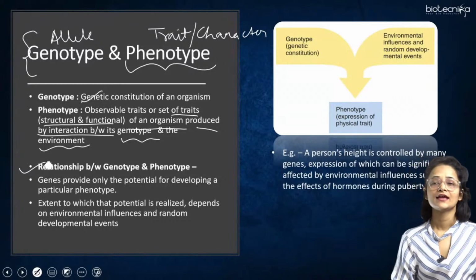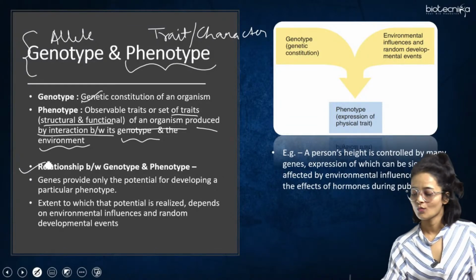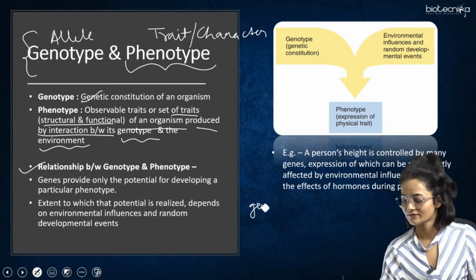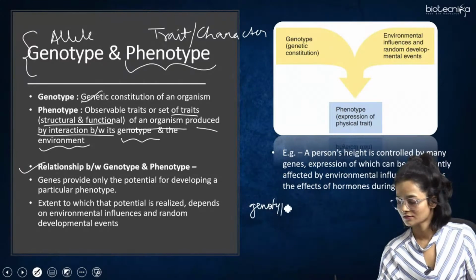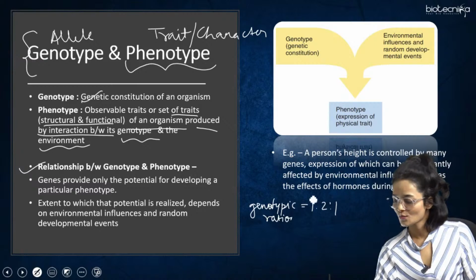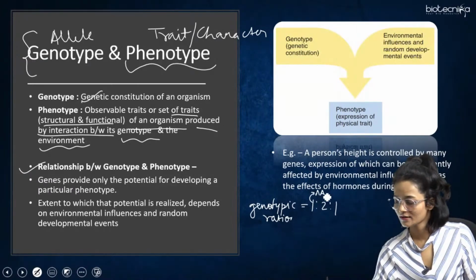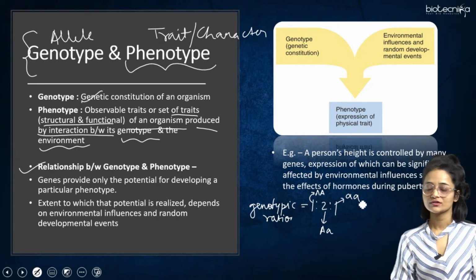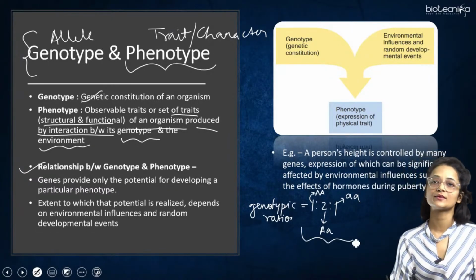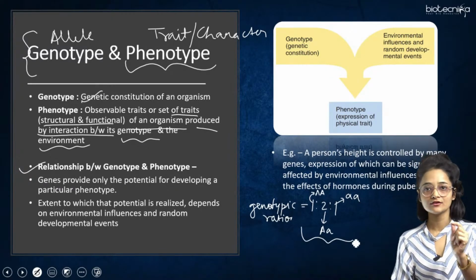As we have studied in the Mendelian monohybrid cross, the genotypic ratio that we study is 1:2:1. That is what we do, right? So 1 is the homozygous dominant one, this one is the heterozygous dominant, and this is the homozygous recessive. So this is the genotypic ratio which comes. This genotypic ratio basically defines the phenotypic ratio. So the phenotypic ratio is dependent on the genotypic ratio.